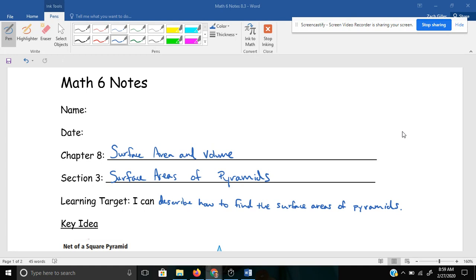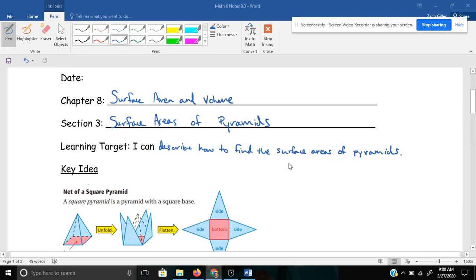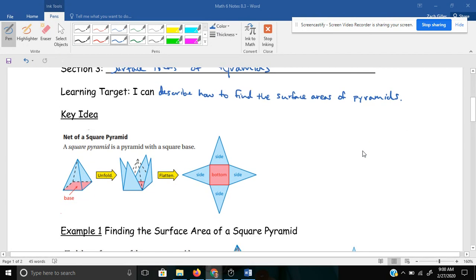Today we'll be discussing surface areas of pyramids. Let's get going on 8.3. I don't think it'll take that long. We've got a couple examples, a couple key ideas, and I'll get you on your way. For the learning targets, I can describe how to find the surface areas of pyramids.